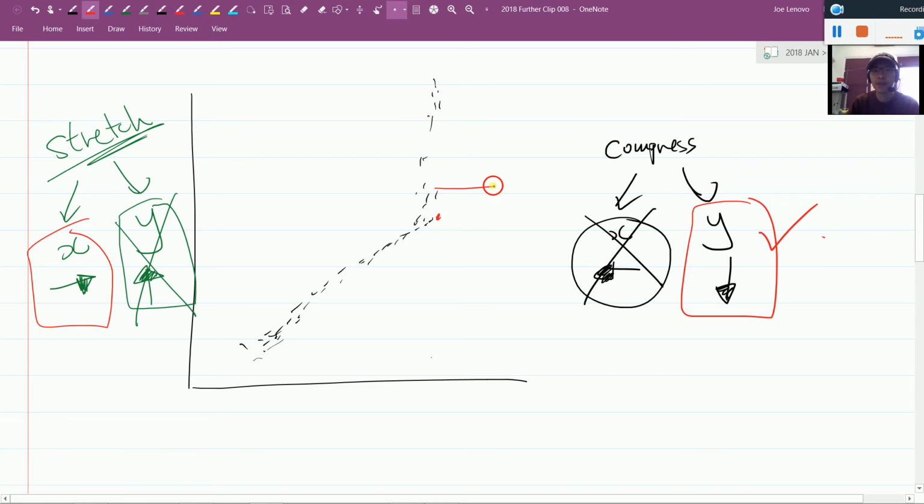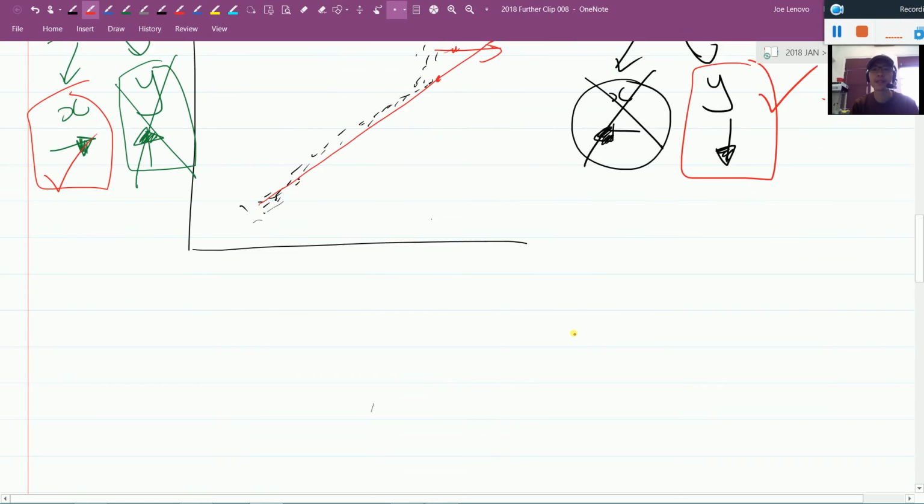We try to move those points a bit further down. So if you move those points a bit further down, it seems like it becomes a bit more linear again. So both stretching the x and compressing the y help you to be a bit more linear. Then it's a good option for us to do, right? So now what is compress and what is stretch?